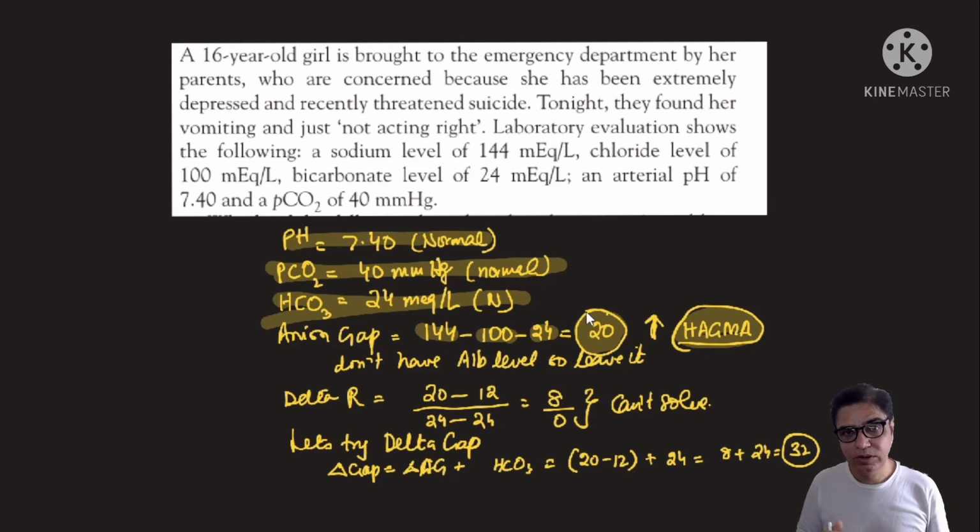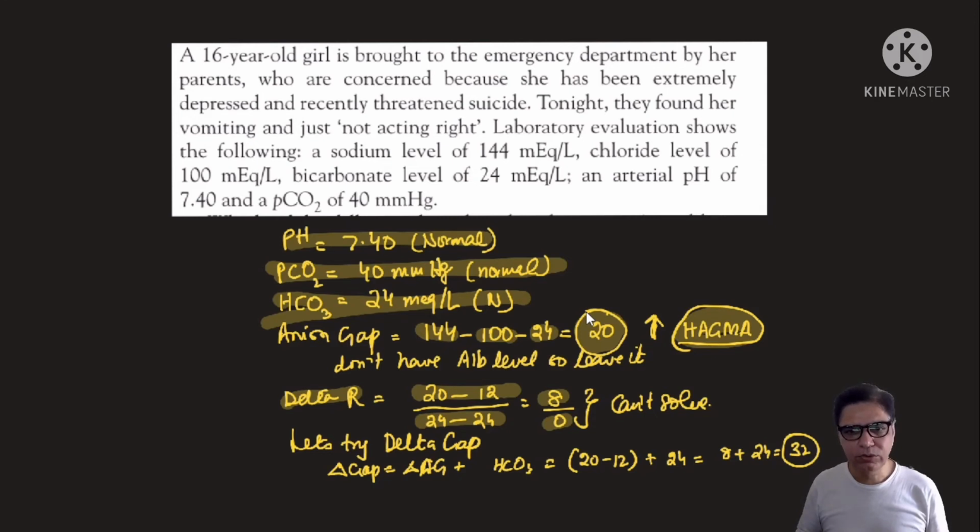When you've got a high anion gap metabolic acidosis, the fifth step was you always do the delta ratio. So the delta ratio here is the change in the anion gap divided by the change in the bicarbonate levels. So 20 minus 12, over 24 minus 24. So obviously it comes out to be 8 divided by 0. You can't solve it, because you will say, well, anything divided by 0 would be infinity or very high.